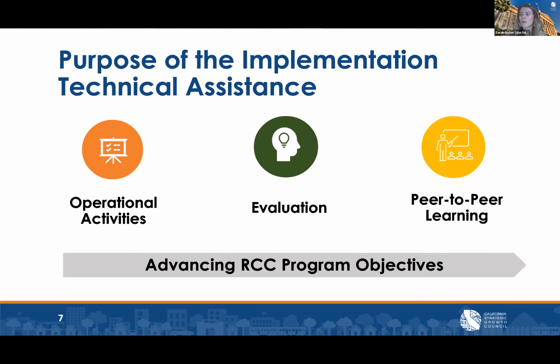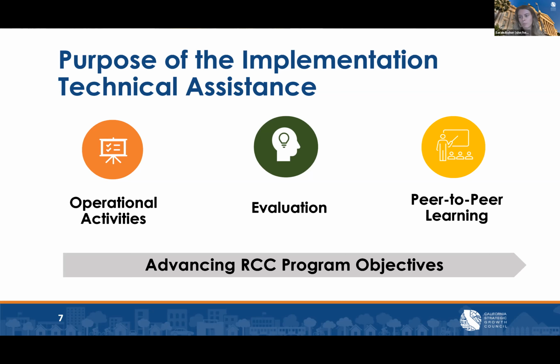So given the overall intent of the RCC program, the purpose of the implementation technical assistance is first, of course, to help grantees successfully execute their grant agreements and the grant projects. But we're also thinking long-term with this program. And so the purpose is to also help grantees build the capacity, relationships, and systems needed to continue doing this collaborative cross-sectoral work into the future. SGC really sees the collaborative stakeholder structure as an opportunity to build lasting structures and systems that can drive and sustain climate and equity action beyond the 3-year grant term.